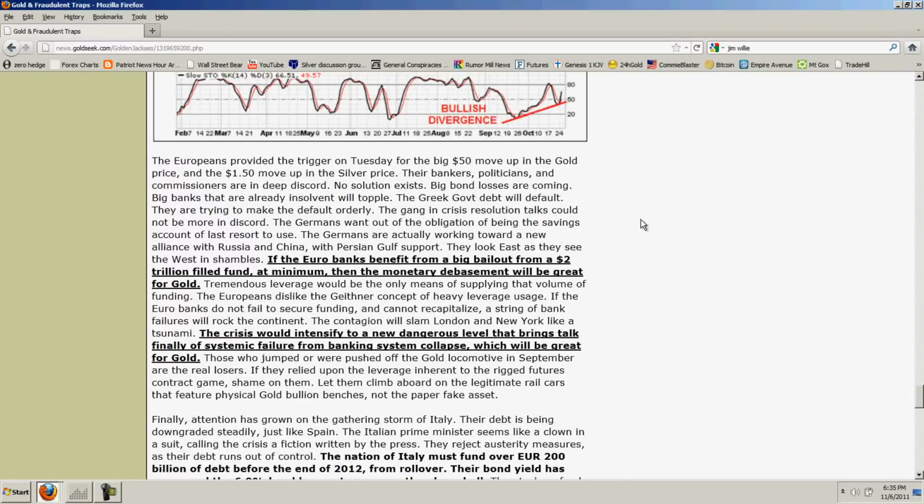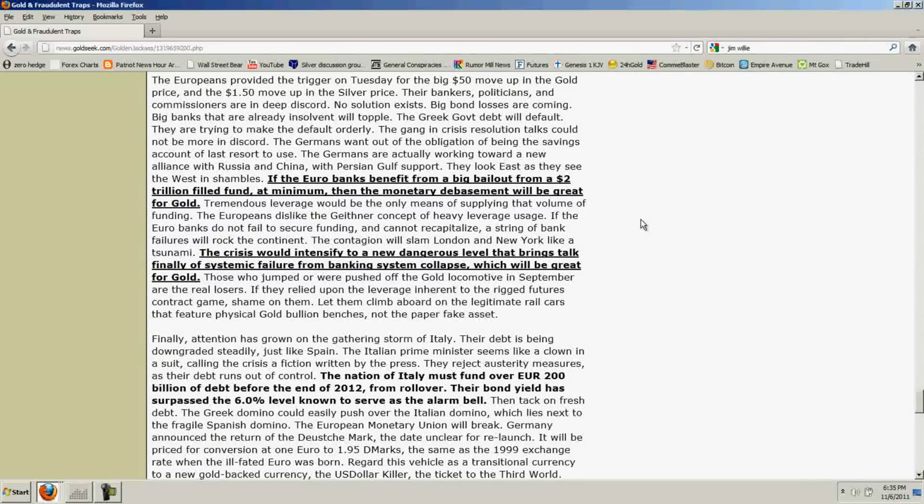The Germans want out of the obligation of being the savings account of last resort. The Germans are actually working toward a new alliance with Russia and China and the Persian Gulf. They look east as they see the West in shambles. If the Euro banks benefit from a big bailout from a $2 trillion fund at a minimum, then the monetary debasement will be great for gold. Tremendous leverage would be the only means of supplying that volume of funding. The Europeans dislike the Geithner concept of heavy leverage usage.